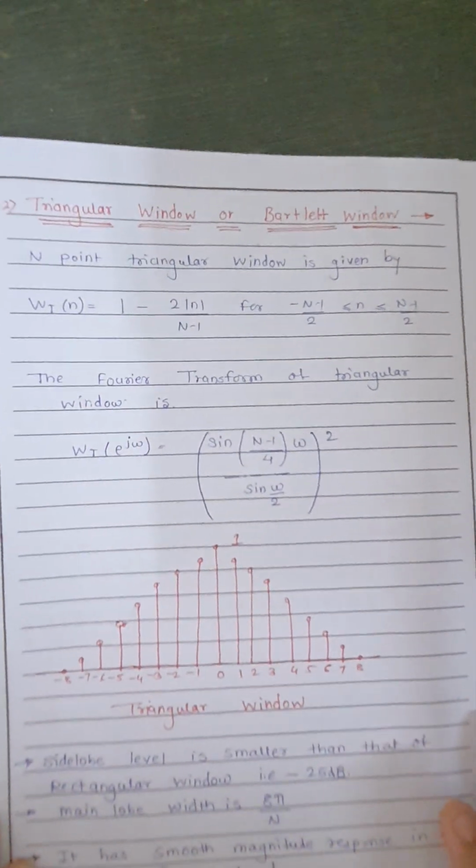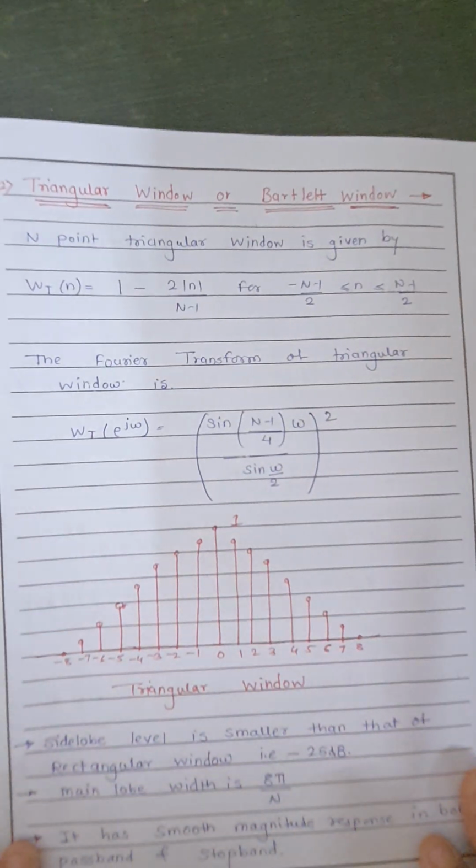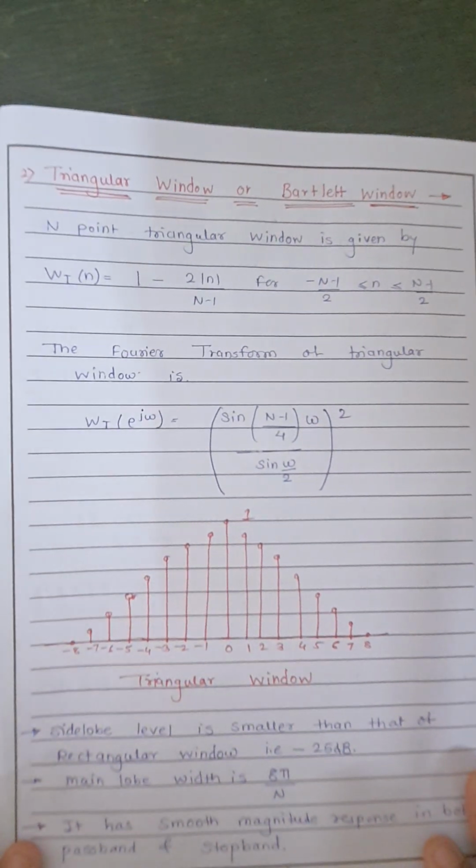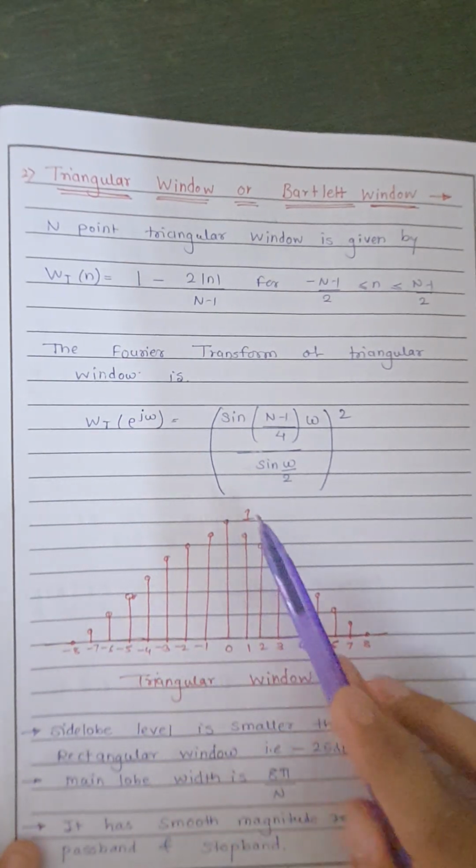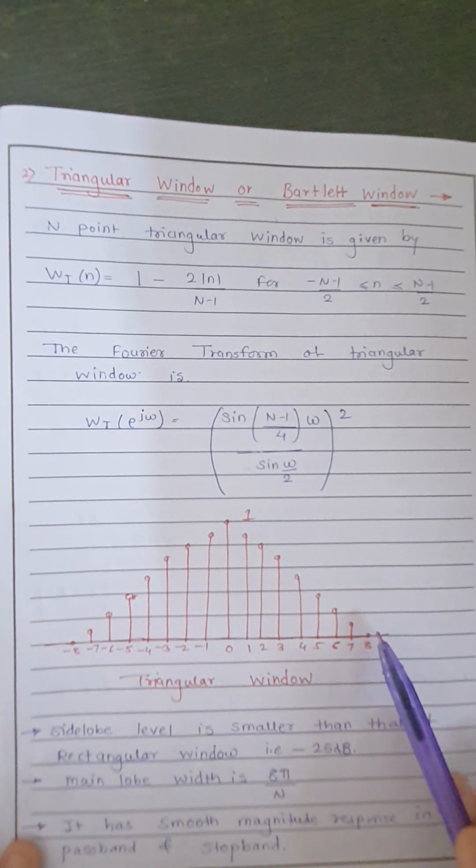The second window is the triangular window, or Bartlett window. If you observe the window structure here, it is like a triangle, so it is known as the triangular window.